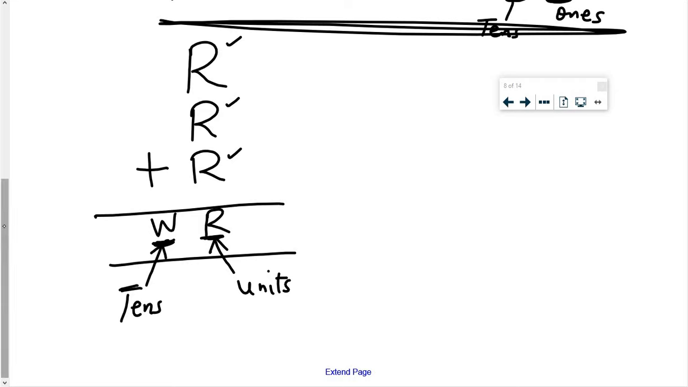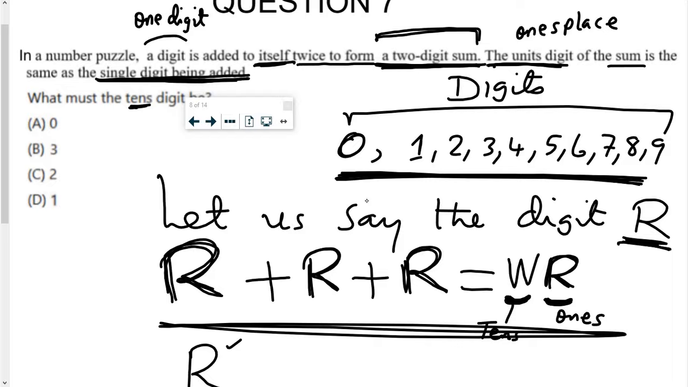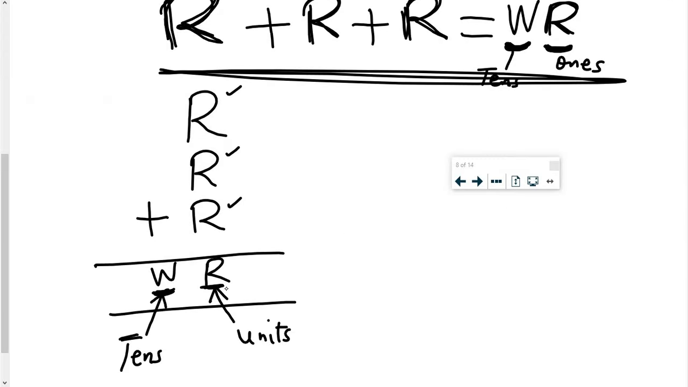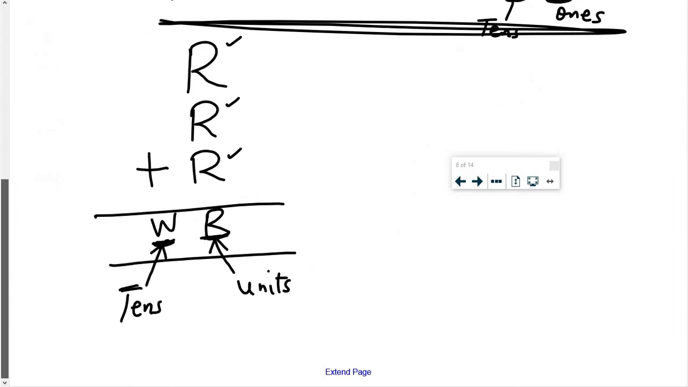All right? So now, which digit will you choose? Will you choose, say, 0? Add to itself twice, and you end up getting a 2-digit number in such a way that the digit in the unit place should be the same as the single digit we are adding. Okay? So it can't be 0, it can't be 1, it can't be 2, it can't be 4, it cannot even be 3, but it will be 5. Let us see.